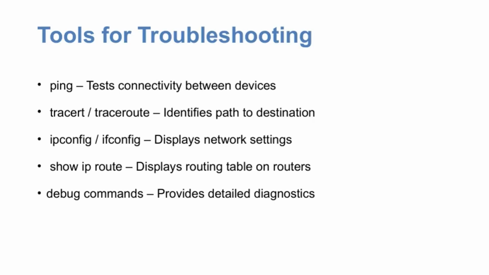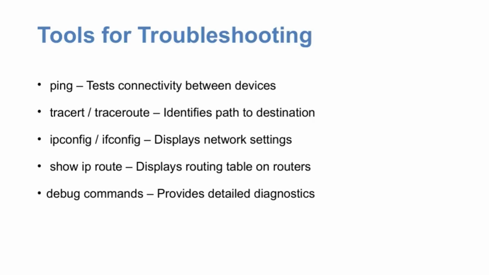be happening. Then there's ipconfig on Windows or ifconfig on Linux and macOS. These commands display your current network settings, such as IP address, subnet mask, and default gateway. They're vital for understanding your device's network configuration and troubleshooting issues related to IP conflicts or misconfigurations.